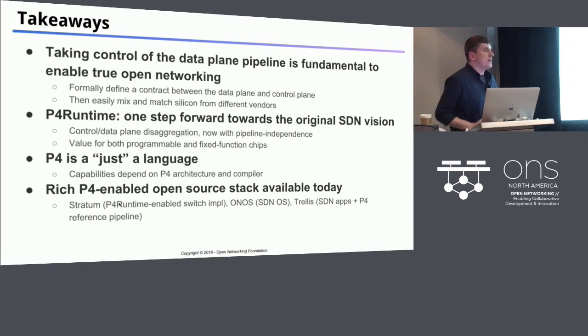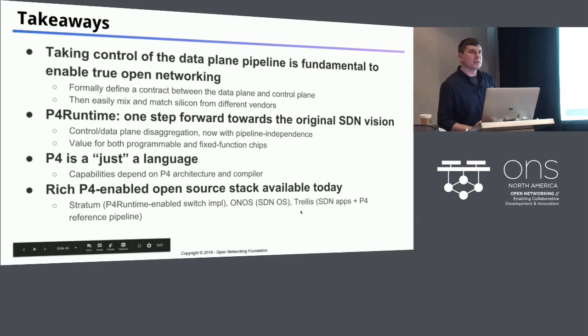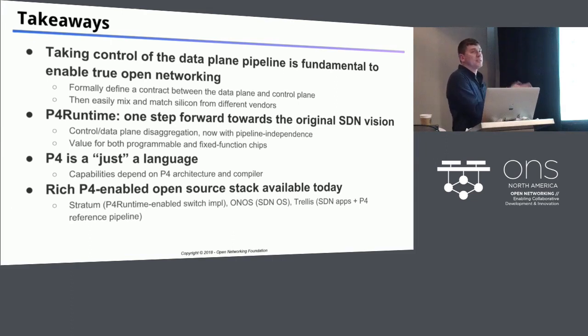And finally, what I presented today is essentially a rich P4-enabled open source stack that is already available and you can use to experiment with your P4 ideas. You have Stratum, which is a P4-enabled switch implementation, which is currently not very open. It's still close to the Stratum project members, but the plan is to have it open sourced soon. We have ONOS, which is an SDN operating system, which has been extended to support P4 and P4 Runtime. And then there is Trellis, which provides a P4 reference pipeline that you can use as a starting point that provides you basic forwarding by using the Trellis ONOS applications. And you can extend it to provide more advanced functionality like VNF offloading.